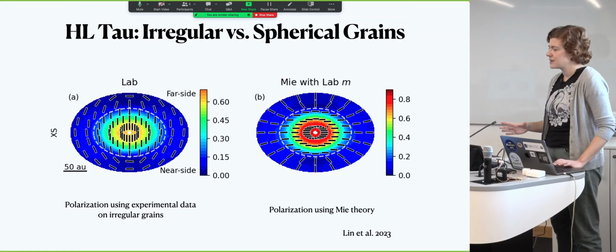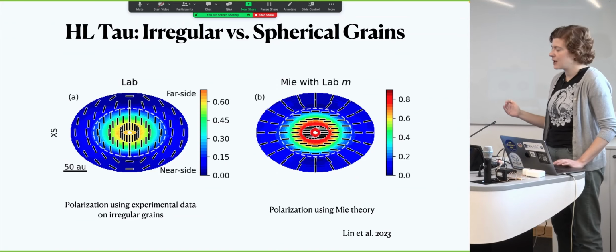Whereas if you had grains that big that were spherical, and you used Mie theory to calculate what the resulting polarization would be, you'd see something that was basically 90 degrees flipped from what we see in the polarization observations.